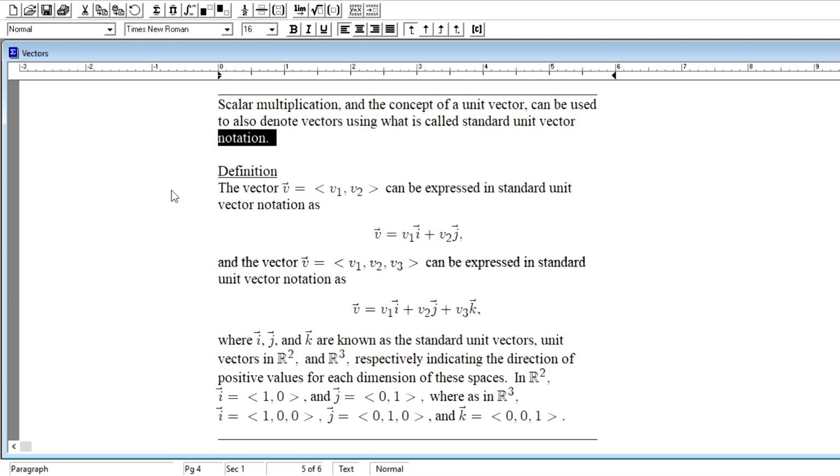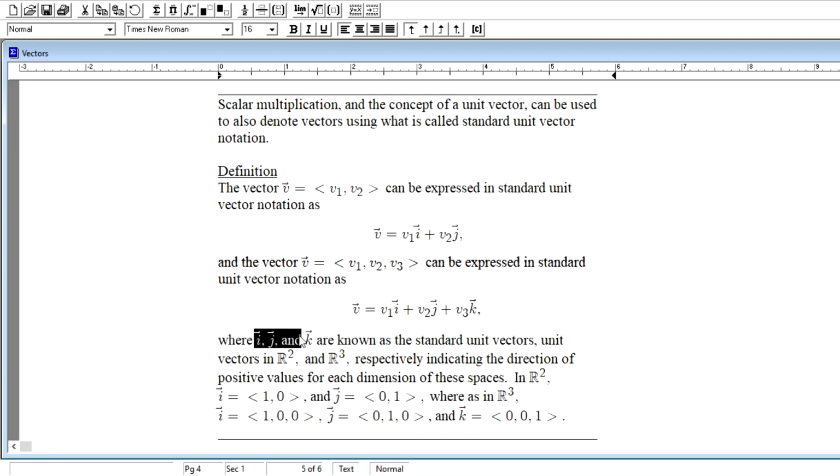All right? For instance, we might have the vector v here in two-dimensional space. If v is equal to the vector v1 comma v2 in two-dimensional space, it can be expressed in what we call standard unit vector notation as v bar equal to v1 times i bar plus v2 times j bar. Or what i bar and j bar are known as, these are known as standard unit vectors.